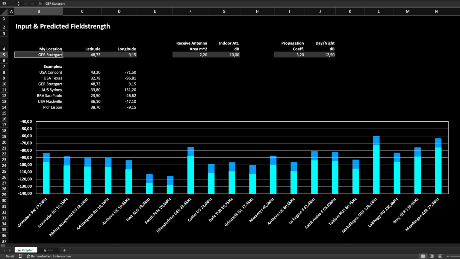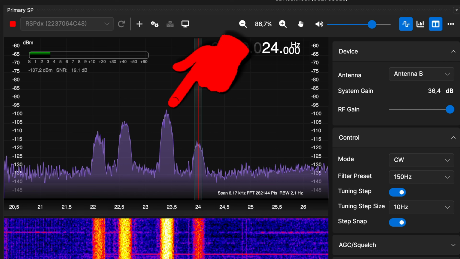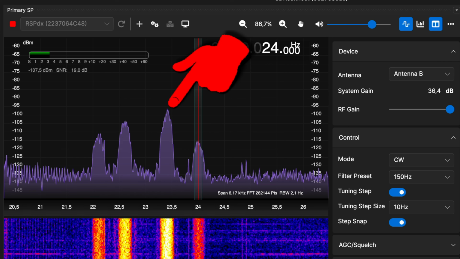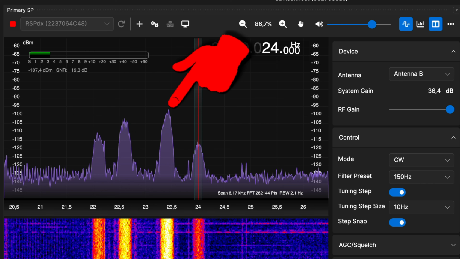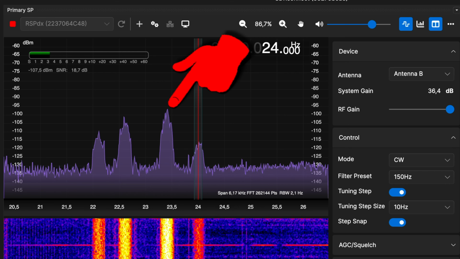The chart instantly displays the predictions for all stations whenever you change any inputs. Light blue is the prediction with day-night transition, dark blue is without. Next, I'm comparing a signal from a known station in 800 kilometers distance, which I am receiving on my RSPdx SDR. Currently, there is no day-night transition between the station and my location.